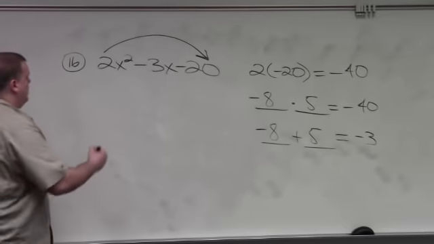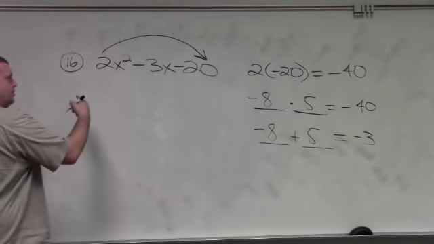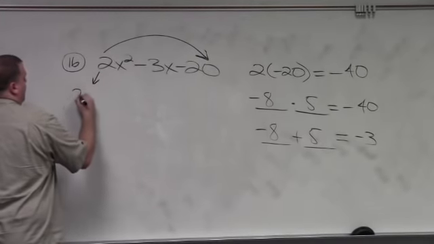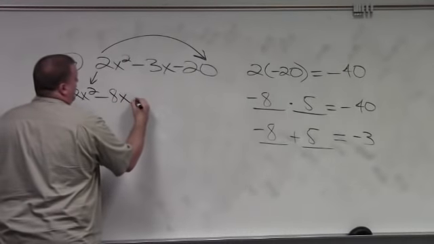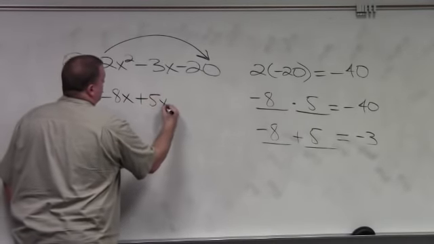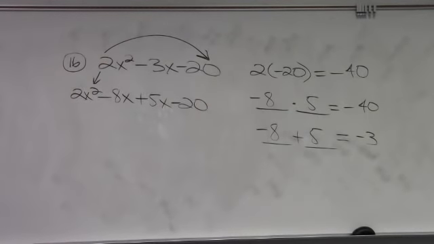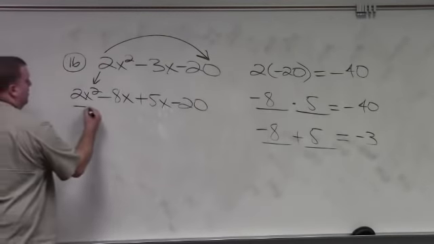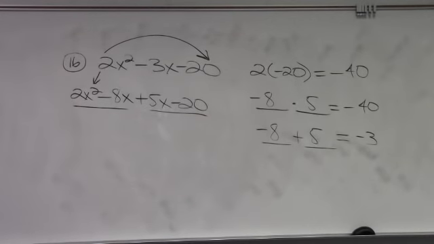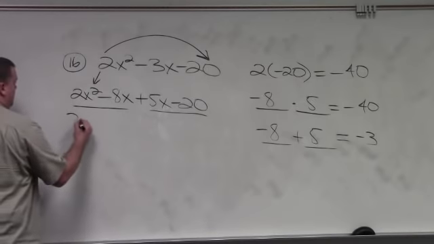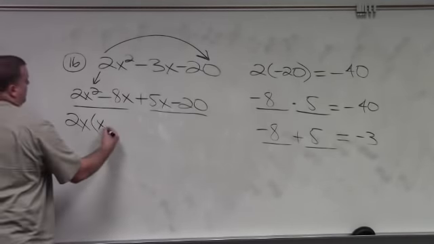That's the only possibility. So remember, this is not the one where we can go straight to our parentheses, because our leading coefficient wasn't 1. We have to rewrite it: 2x squared minus 8x plus 5x minus 20. 4 terms means factor by grouping. What can I factor out of those first 2? 2x. Perfect. x minus 4.